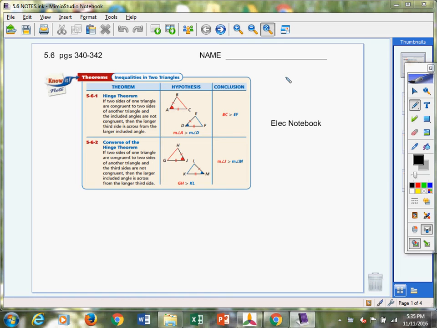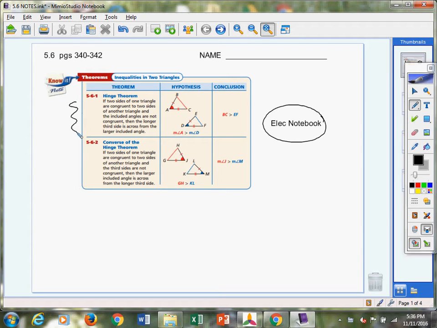Back. We are in a brand new section, 5-6. We've got a couple theorems to look at, so we're going to add this to our electronic notebook. And the Hinge theorem, let me go through this one. This one has a nice name, so you don't have to remember all these words.